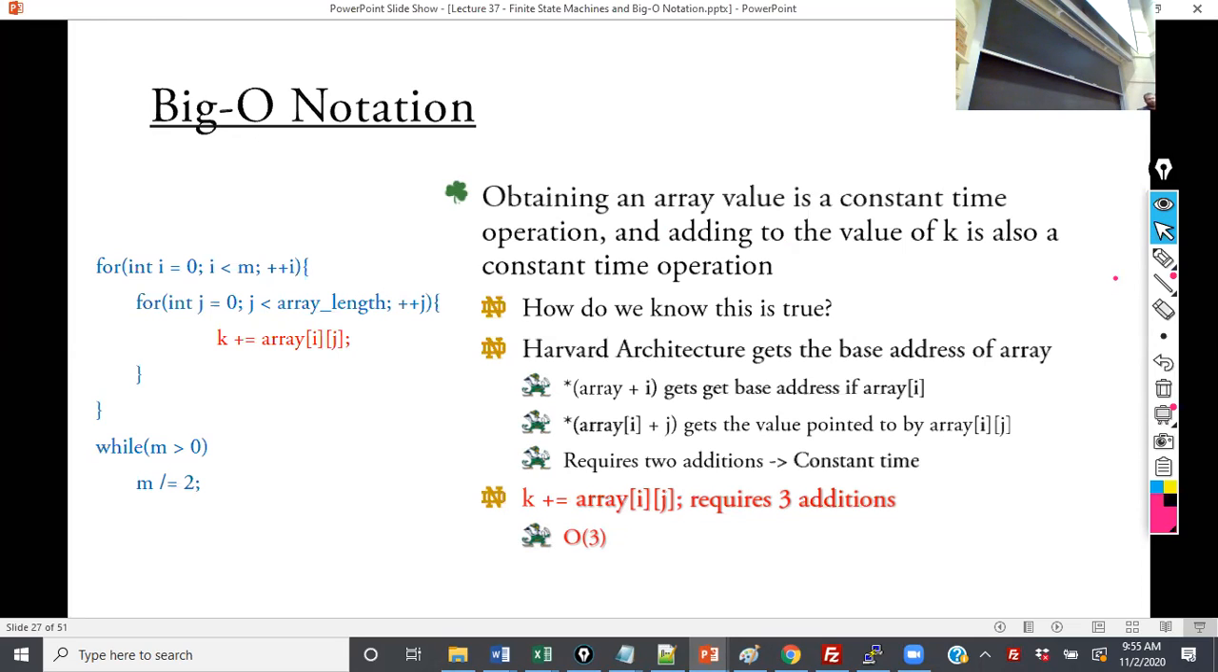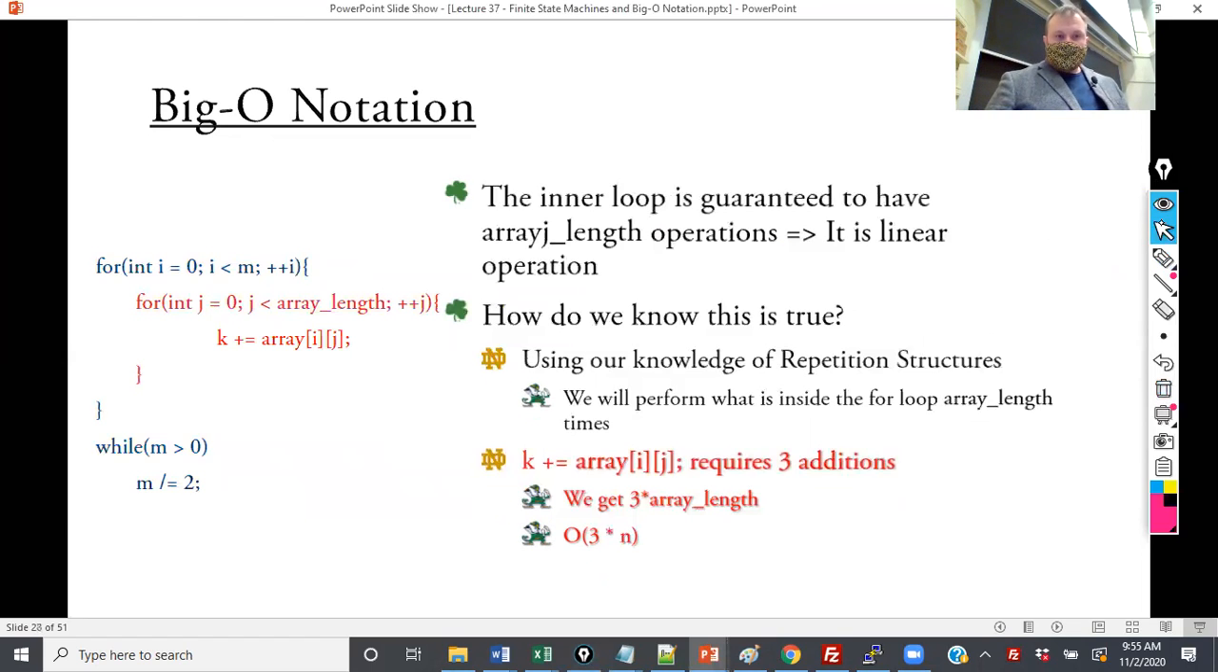When something works in constant time, no matter what the inputs are, we're going to call this big O of 1. But for right now, we just say it's 3, so we're going to put O of 3 inside there. Does that make sense to everybody so far? The next thing we're going to do is go to the for loop. So no matter how many times we perform this operation, we're going to loop this array length times. Does that make sense? So the number of operations that we're going to have is 3 times array length.